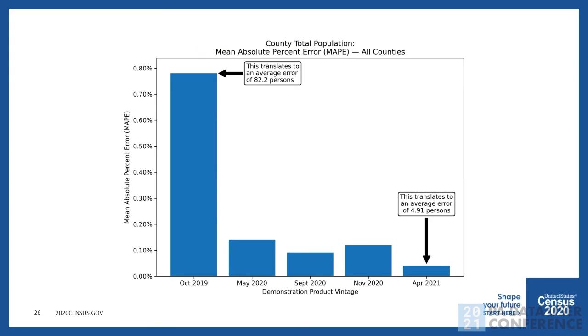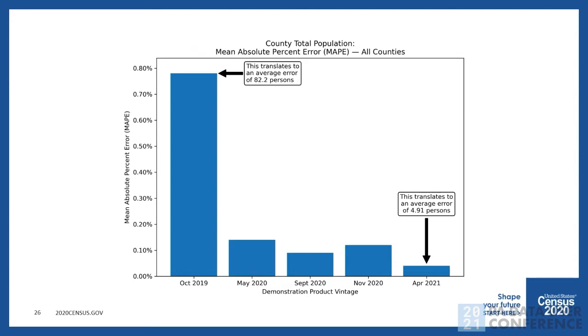So I mentioned we released a new set of demonstration data in April. So I just want to highlight some of the key improvements that set of demonstration data reflect. What you see here is the mean absolute percent error of total population counts at the county level for all counties in the US across the 5 sets of demonstration data that we've now released. On the left-hand side, you can see the original October 2019 demonstration product, the subsequent ones, May 2020, September 2020, and November 2020 in the middle. And then the right-hand column is the new April 2021 demonstration data.